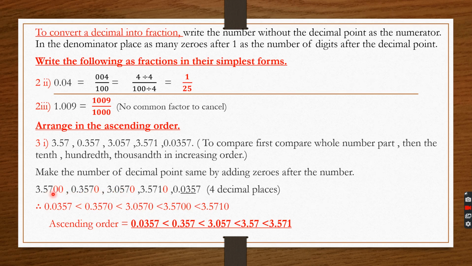Here after 57 I can add 2 zeros. Then also the value will not change. Here 357 I can add 1 zero to make it 4 decimal places. Here also I added 1 zero. Here also I added 1 zero. Because this number already has 4 decimal places.